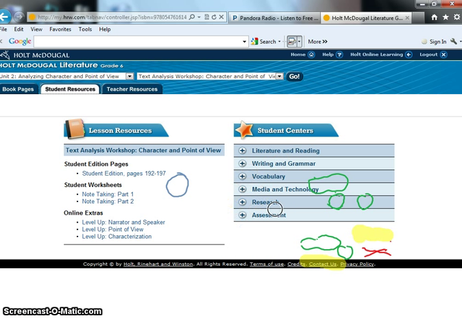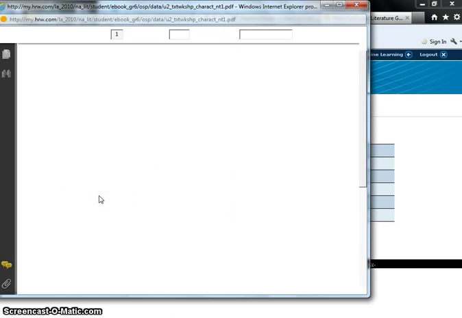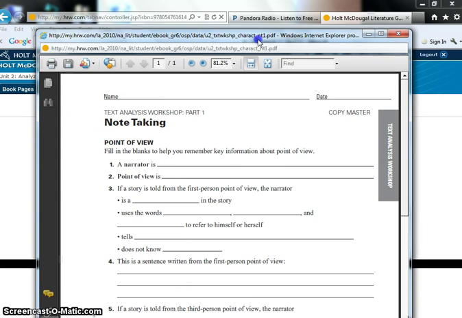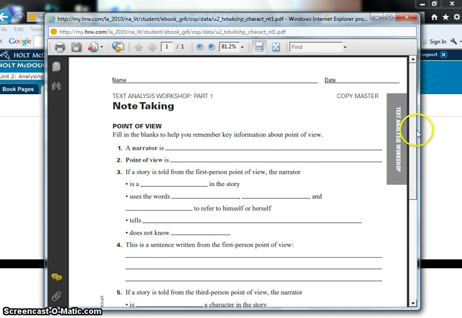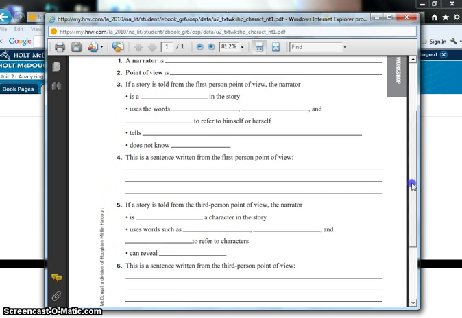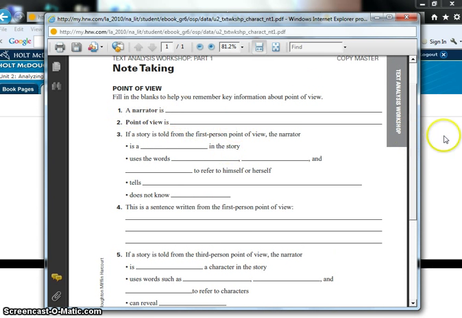I love this online textbook because the materials that we use in class, they are right here for you to find in case you misplaced yours. Okay? Or if you were at home sick and you weren't able to come to school, you could still do exactly what we're doing. So you can click right here on Note-Taking Part 1, and it pulls up this PDF file. You could print it out. Unfortunately, we're not able to type right in it, but you could print it out by going right here, and then you can fill it in.